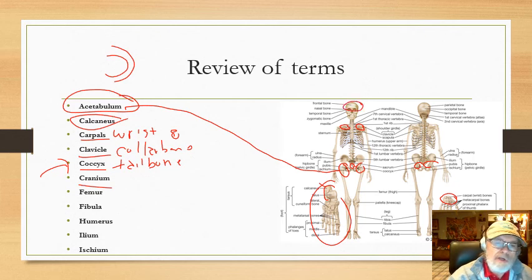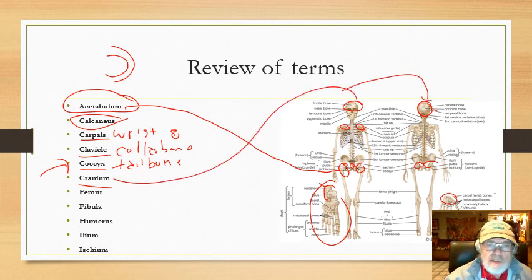The cranium is the part of the skull here that encloses the brain. Okay, so it's the top part. You actually see part of it here. That's the area that encloses the brain, so that's called the cranium. Okay, so the cranium would be this area up in here.